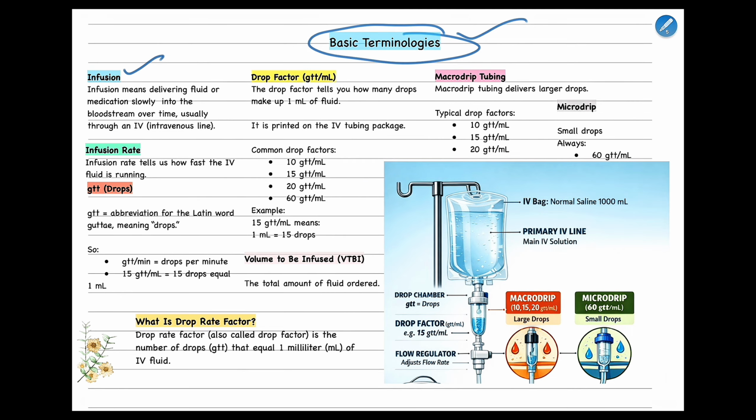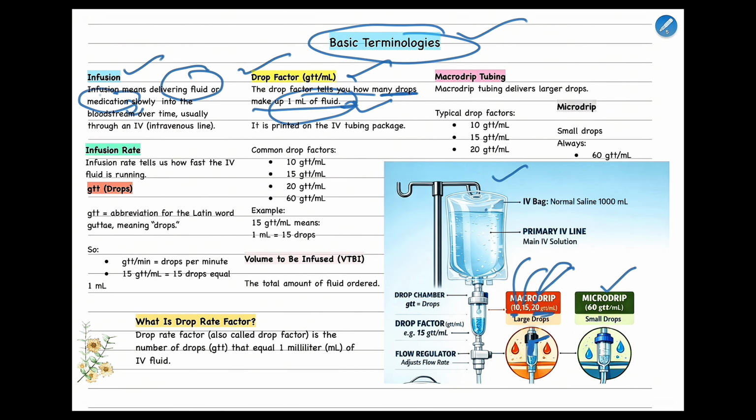The first thing is infusion. Infusion means the fluid or the medication which we are administering to the bloodstream. The next one is the drop factor. The drop factor tells you how many drops will make 1 ml of the fluid. So it depends on which IV set we are using for our infusion. Suppose we are using the macrodrip set. In a macrodrip set, the usual amount of drops per ml is either 10, 15 or 20, which depends on the diameter of the needle which we are using in the chamber.